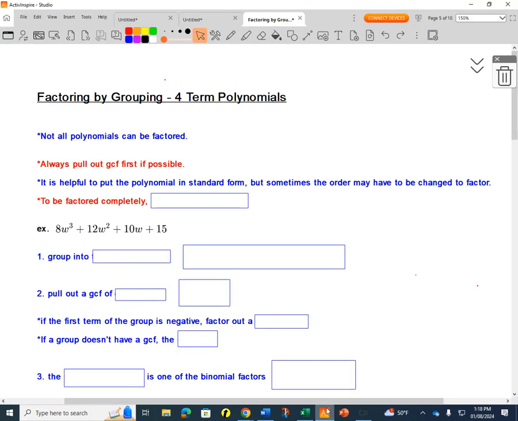The next sentence says it's helpful to put the polynomial in standard form, because most of the time it's easier to factor if it's in standard form. That means biggest degree to least degree, biggest exponent on a term to least or 0 exponent on a term. Every once in a while though, you will have to rearrange them to get it to factor. Probably not for what we do, so for us it's just going to be better to leave it.